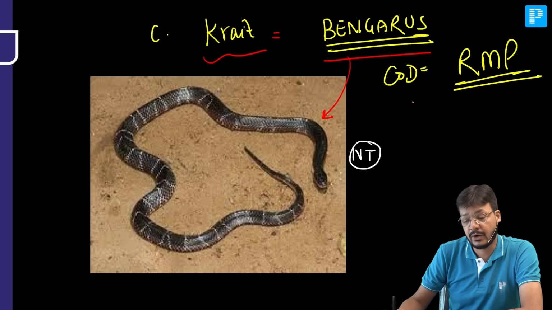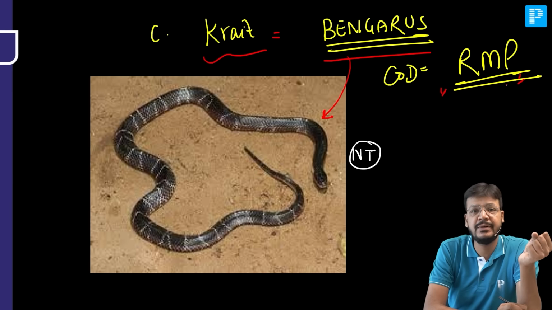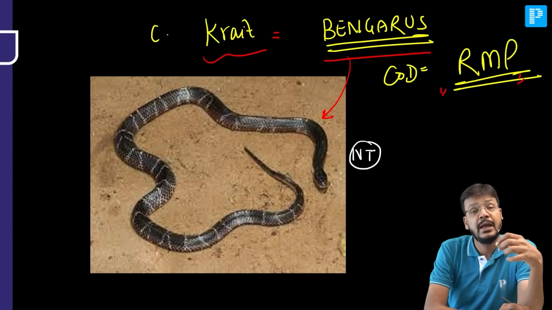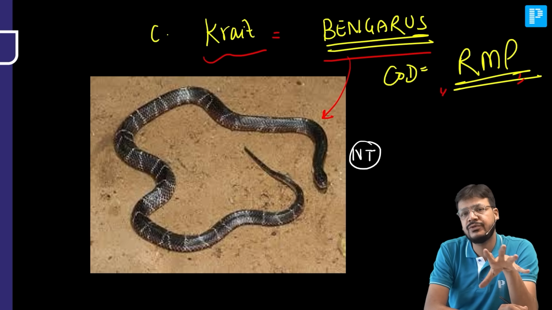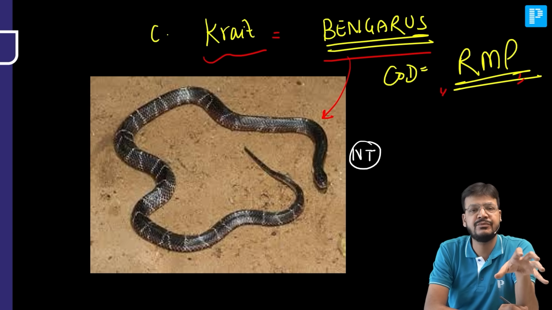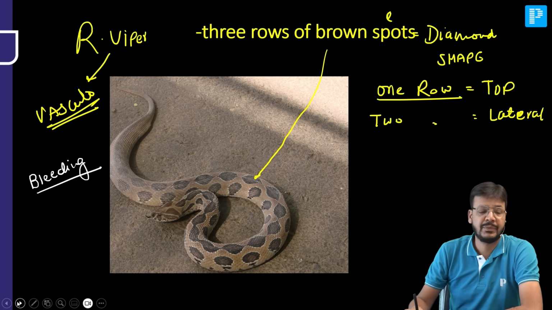And my dear friend, the cause of death in neurotoxic snake is RMP, that is respiratory muscle paralysis. In cobra, we give neostigmine and atropine along with anti-snake venom. But here in krait, no neostigmine, no atropine. It is only ASV plus mechanical ventilation. In all these neurotoxic snakes, the cause of death is respiratory muscle paralysis.